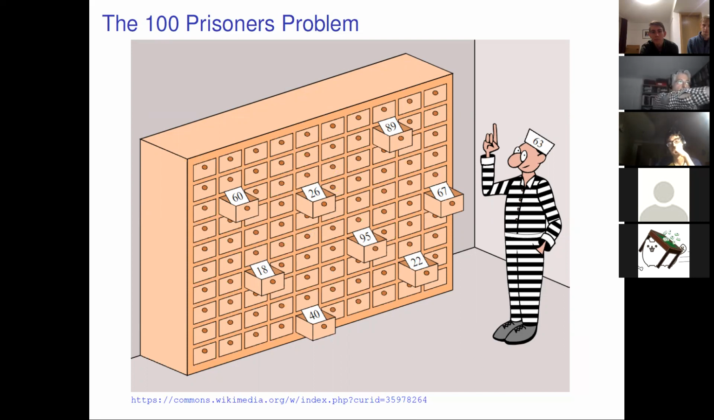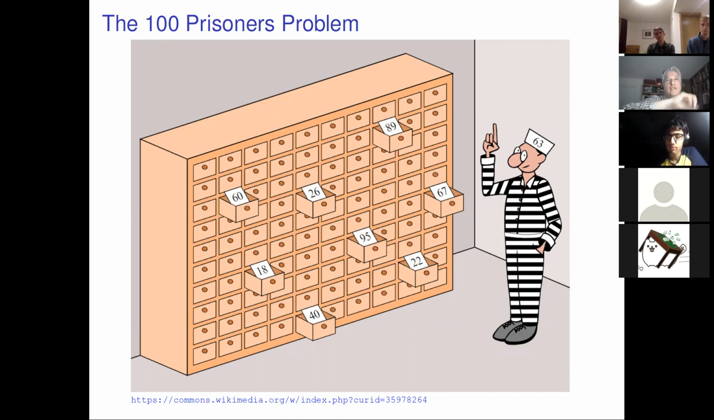and in each of the drawers, they put a piece of paper with a natural number from 1 to 100, in a random way. And then each prisoner, so prisoner 1, comes to that room on his own, and he can open 50 drawers.